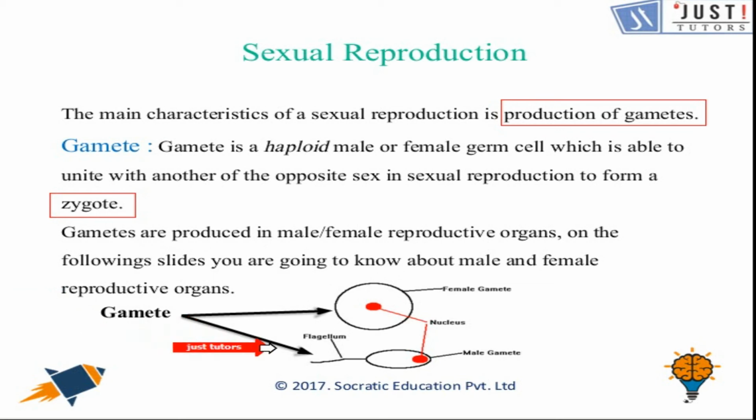So here in the picture you can see the two gametes. This is the female gamete, and the picture below is of the male gamete, and these are the nuclei. And when these two cells take part in the process, after fusion we have a new cell which is called a zygote. So this is all about reproduction and sexual reproduction.